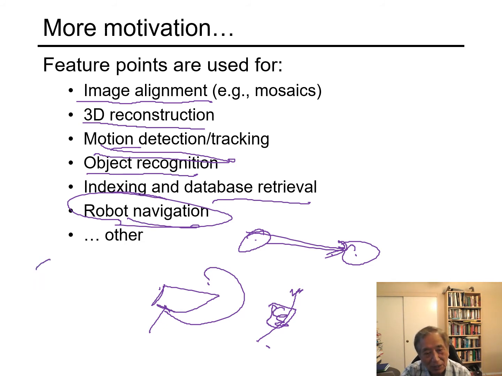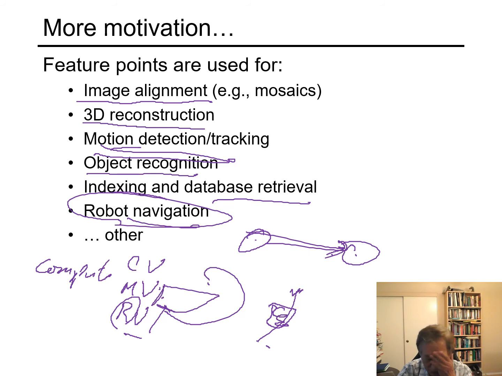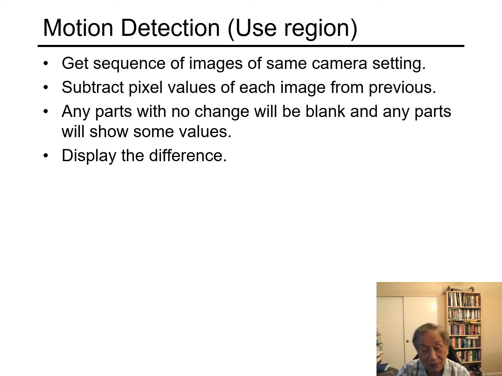So actually, computer vision, CV, is sometimes called machine vision. When I started teaching computer vision, many books had the title machine vision, and even some had robot vision, so robotics. But it's more focused on robots, so it's slightly different. So let's look at the idea of motion detection.